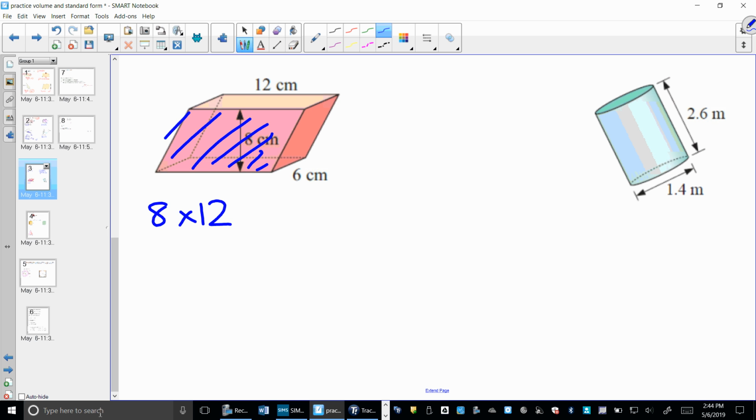Now, my area of this one would be 8 multiplied by 12 because that's my base and my perpendicular height. Okay? Once we've got that, we would then multiply that by the distance between them, which is the 6. So the 6 comes into play, but I'm keeping consistency with what we're doing, in that we find the area of the end face and multiply by the length between them. Alright, next one.